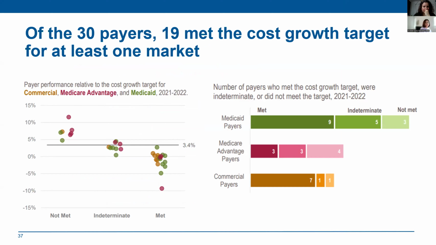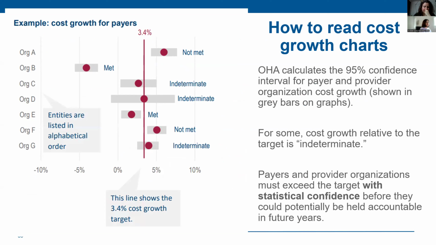And in Medicare Advantage, four payers didn't meet the target. And for commercial, there's one payer who didn't meet the target this year. And next slide, please.